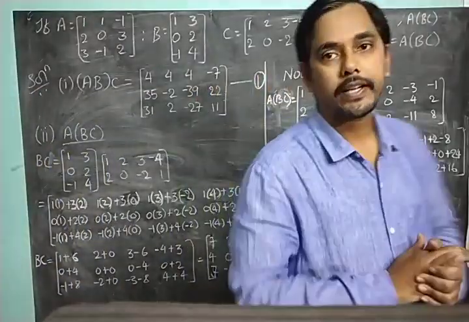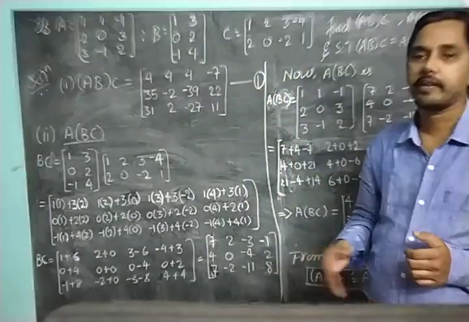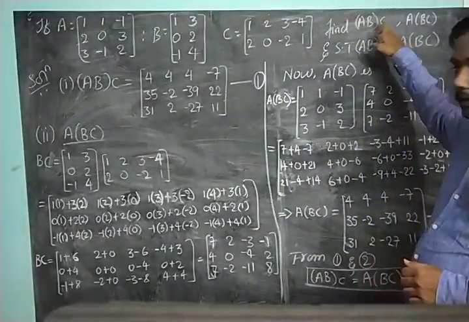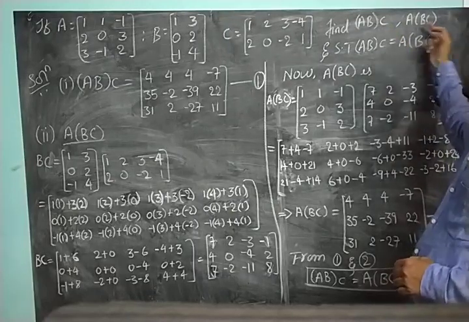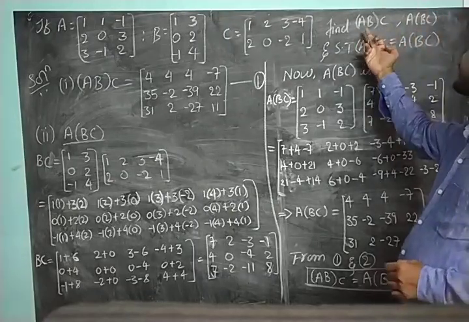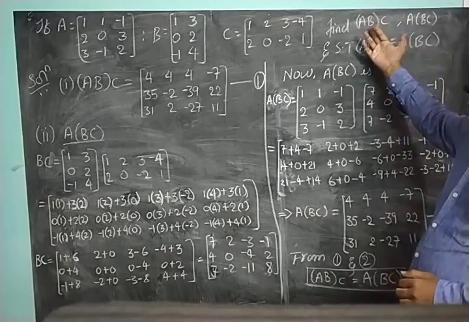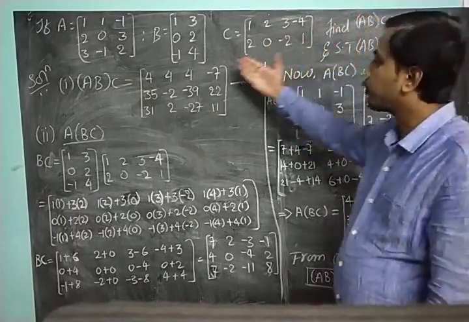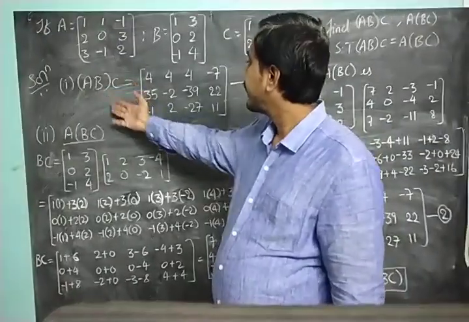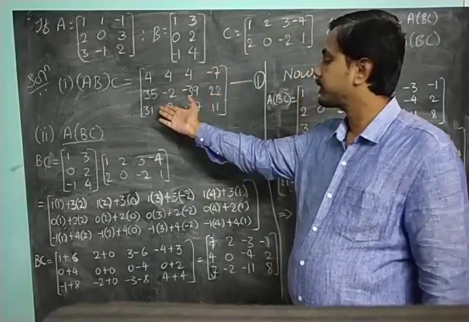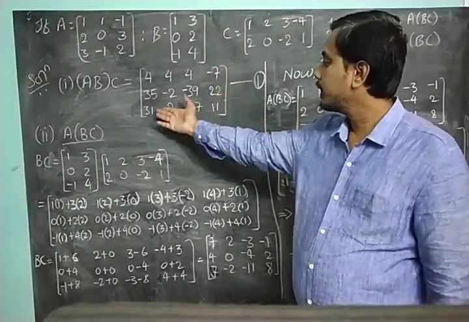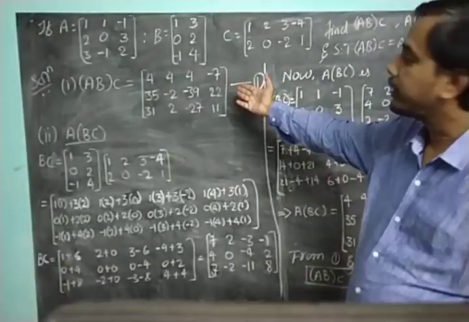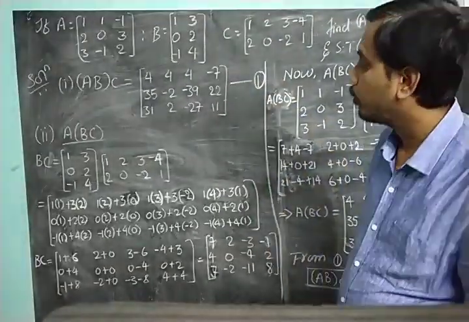Okay friends, I hope you have taken down the things which are there on the previous slide. So in previous thing we have found out AB into C. Now we need to find A into BC and check whether, or we need to show that or prove that AB into C is equal to A into BC. What was the value of AB into C we got from previous calculations? AB into C was 4, 4, 4, minus 7, 35, minus 2, minus 39, 22, 31, 2, minus 27 and 11. So I once again reproduced the value here. So mark that one as equation 1.